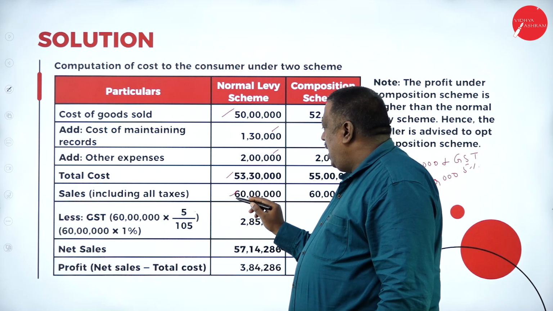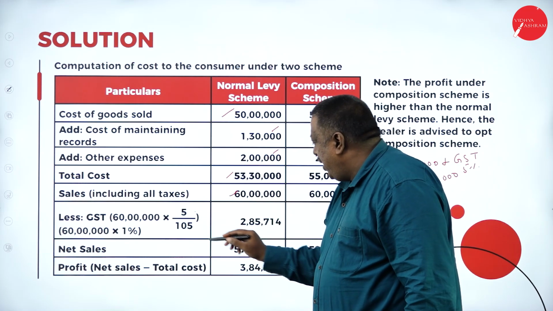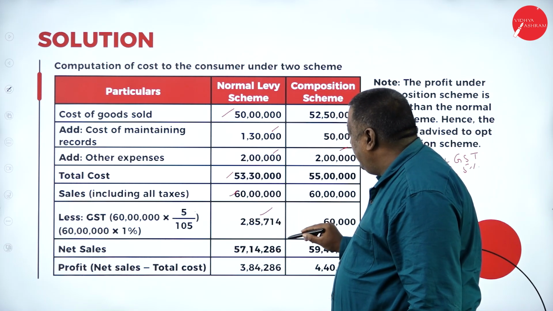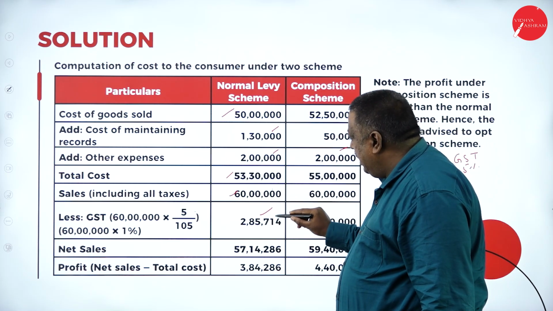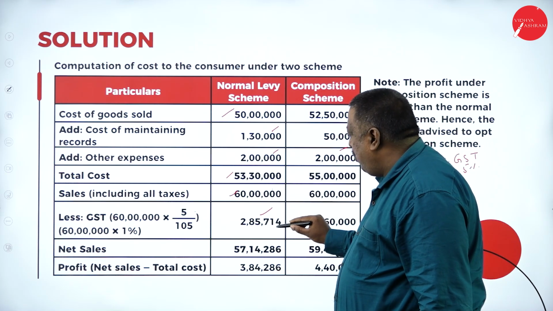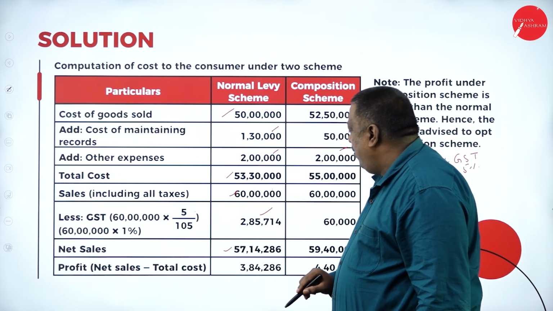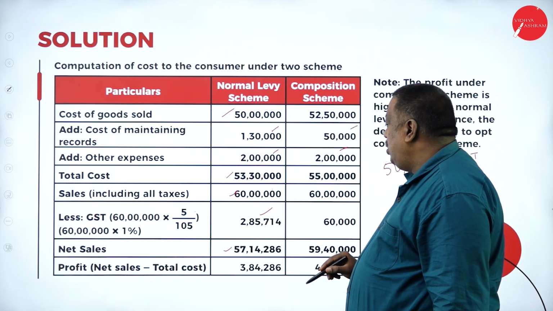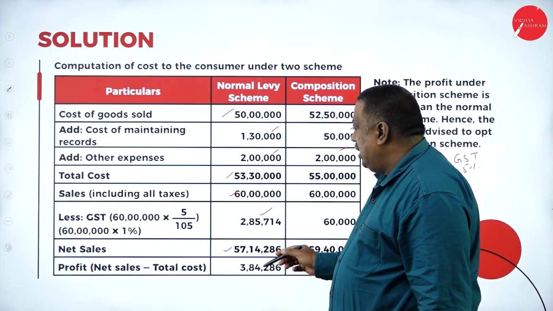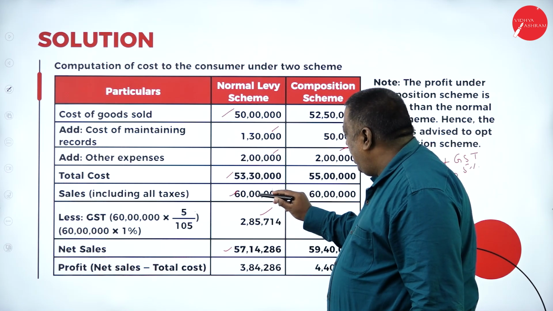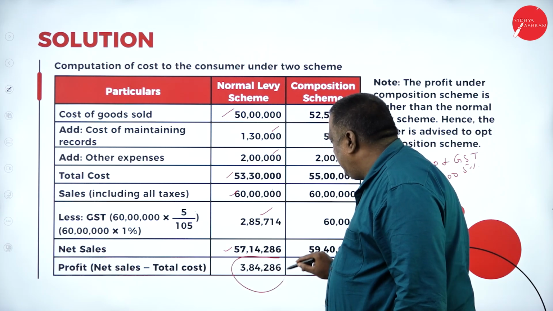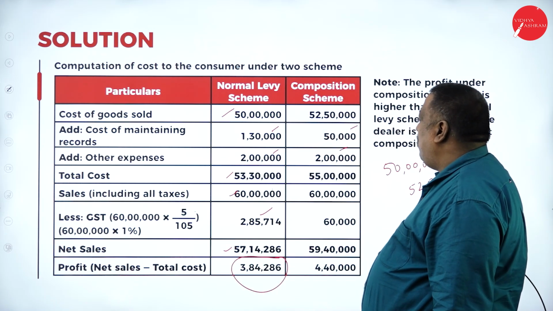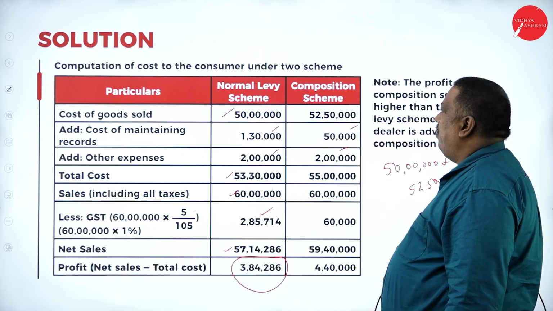So 60 lakh into 5 by 105 will be 2,85,714. So out of 60 lakhs, they are going to deduct this 2,85,714. So my net sales will be 57 lakh 14,286. The profit on this will be 60 lakh minus 57 lakh 14,286, which is 3 lakh 84,286 is the profit they have made on the turnover.